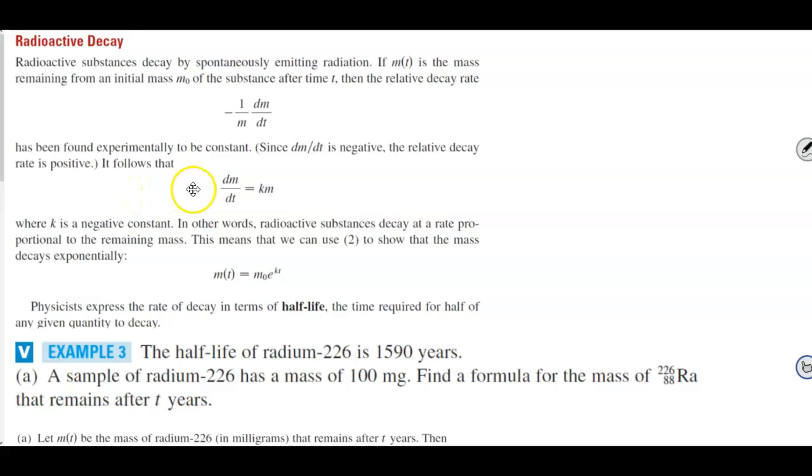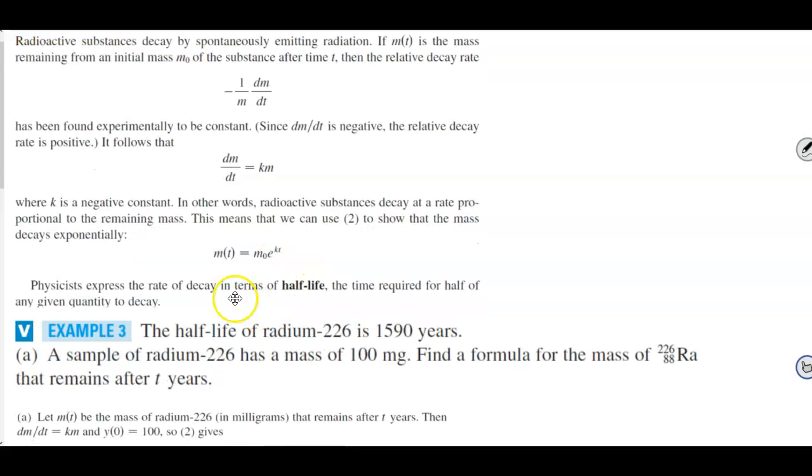So it follows that dm over dt is equal to k times m, where k is a negative constant. In other words, radioactive substances decay at a rate proportional to the remaining mass. This means that we can use equation 2 to show that the mass decays exponentially. So m of t is going to equal the initial mass times e to the power of the constant k times time t. Now, physicists express the rate of decay in terms of half-life, the time required for half of any given quantity to decay.